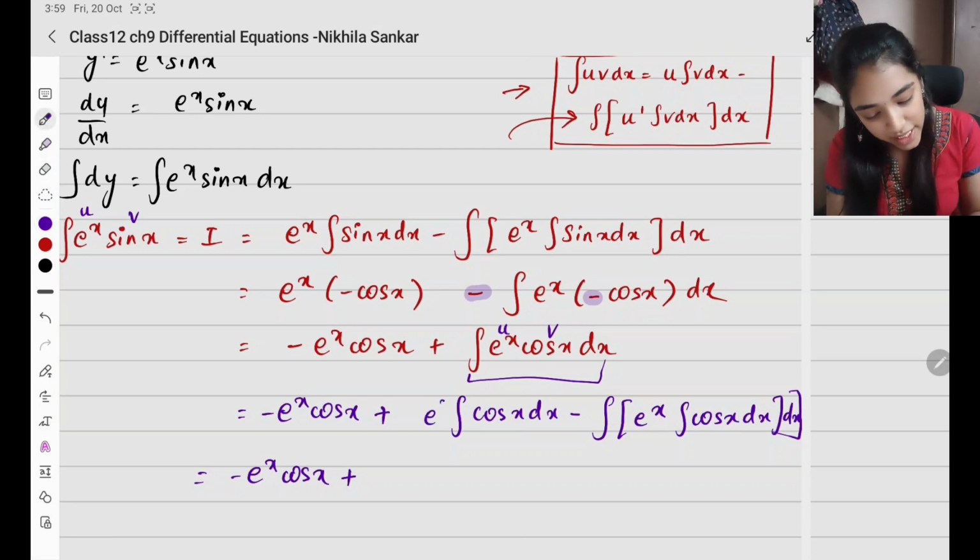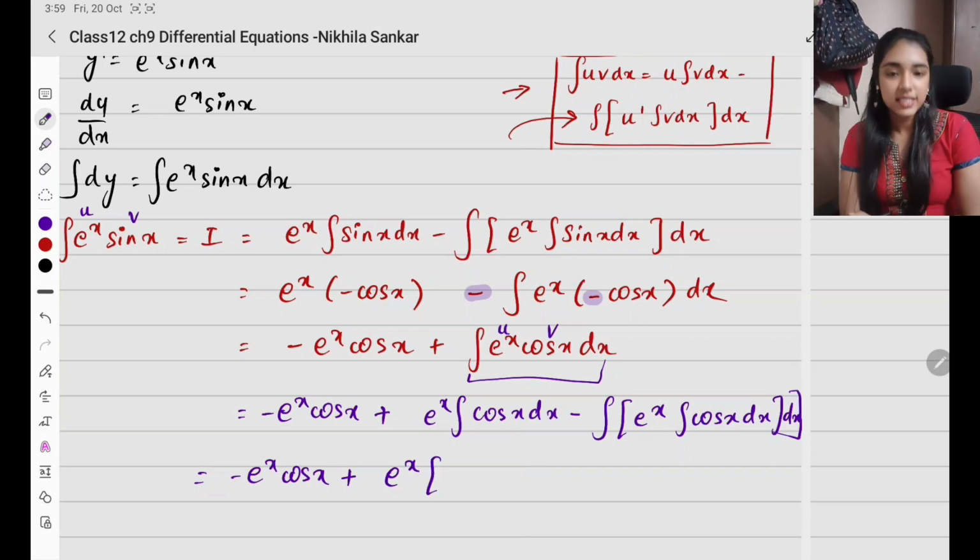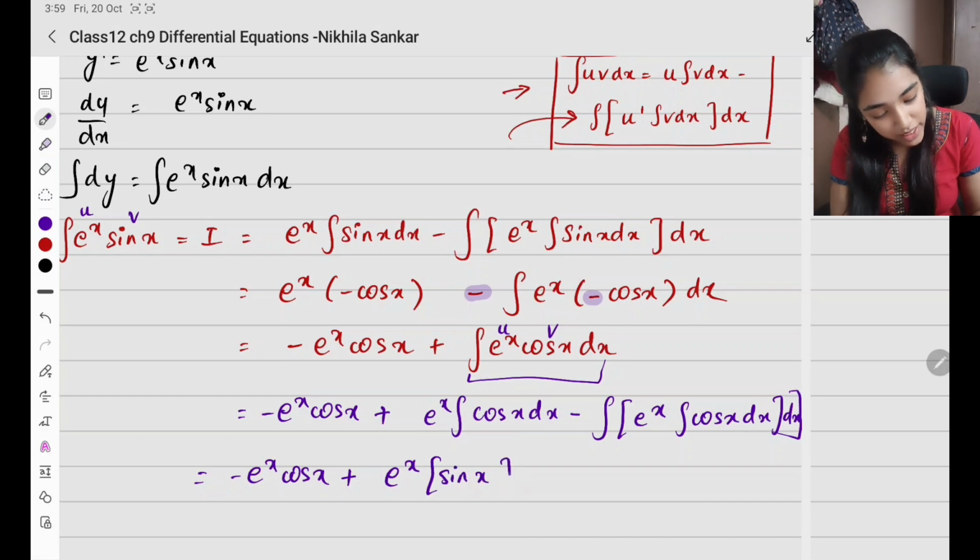u is going to be e to the x. So this is e to the x times cos x oda derivative enna sin x. Cos x oda integration enna sin x. So this is going to be simply sin x minus integral e to the x. Cos x oda derivative is again going to be sin x times dx.